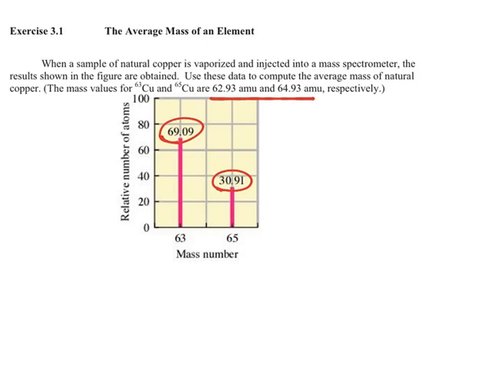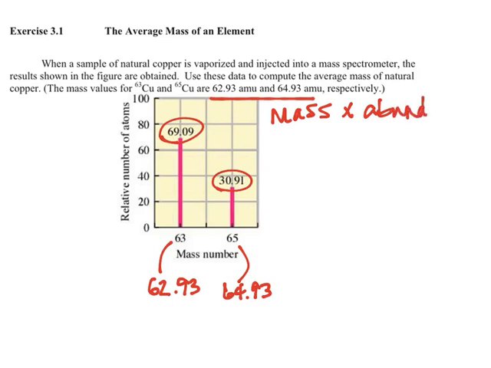Okay? So anytime we're trying to find the average atomic mass, we want to try to use as accurate a number as we have available to us. So again, for 63 here, this is really rounded off from 62.93, and for 65, it's rounded off from 64.93. So to find our average atomic mass, we want to take the mass and multiply it by the abundance. And so the abundance can be looked at as a percentage.